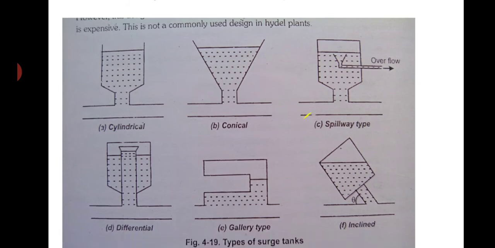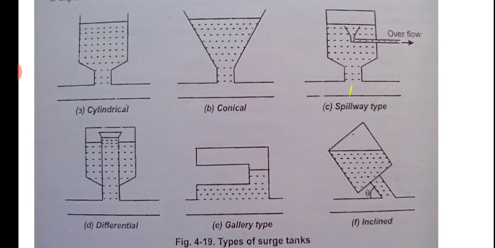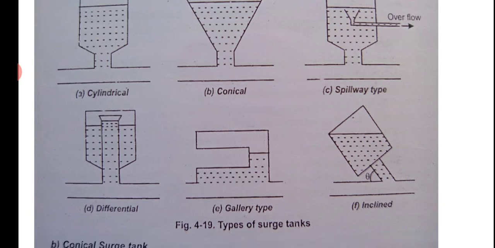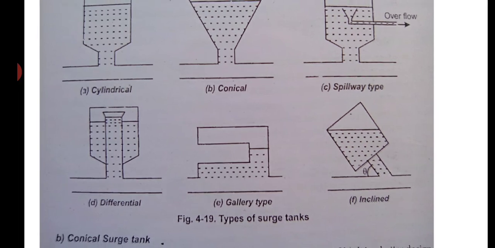And we'll see the surge tanks also. Different types of surge tanks are given. The left one, that is the top one, is cylindrical. Then these are like geometric shapes only, conical. Then there is a spillway type also. The overflow will spill out from the surge tank. Okay. Then there is a differential surge tank with some differential water levels, and the gallery type surge tank, and inclined surge tanks are also there.